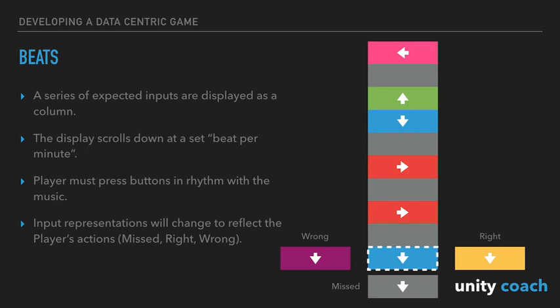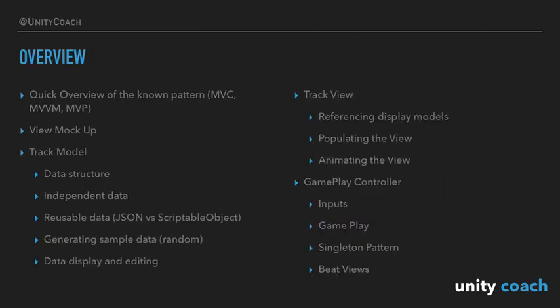And the input representations will change to reflect the player's action, such as did I miss, did I get it right, did I get it wrong. The player has to know if it's played right, and if it's played properly, he's got to get some rewards if he plays properly.